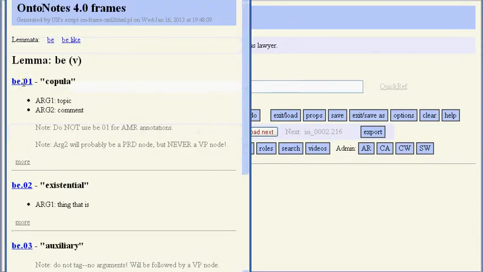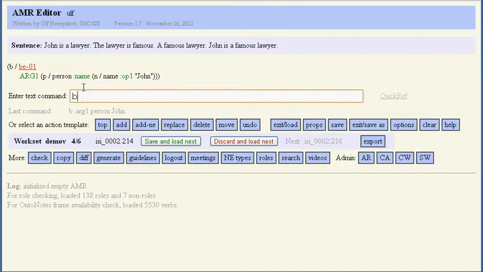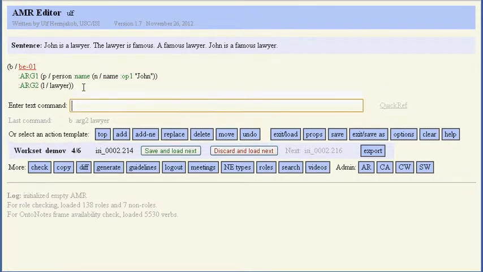of like this, and there might be to be copulars available with arguments arg1 and arg2. So we might do something like arg1 is person John and arg2 is lawyer. But this is in fact not the way we do this. For to be, like in these cases, we have a special construction.